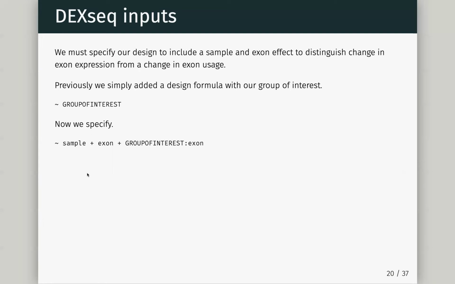We're also going to need to specify a slightly strange design. Previously we've set it by the group of interest. In this case, we're actually going to look for a sample effect, an exon effect, and then the interaction of our group of interest with exon. We're never going to need to change this, right? So we're not going to get more complex. This is just allowing us to see changes in gene expression associated with a sample, and changes associated with an exon. What we're really interested in is when an exon changes in relation to the condition.